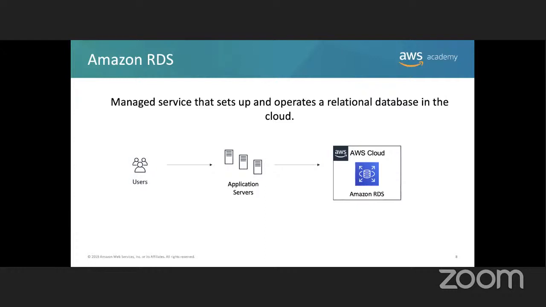Of course, you have to deal with the users, that's IAM, and the application servers, and RDS is in the cloud. All of this is managed by AWS. You don't have to deal with any servers in the backend because it's a managed service. That's the advantage of having a managed service versus an unmanaged service.